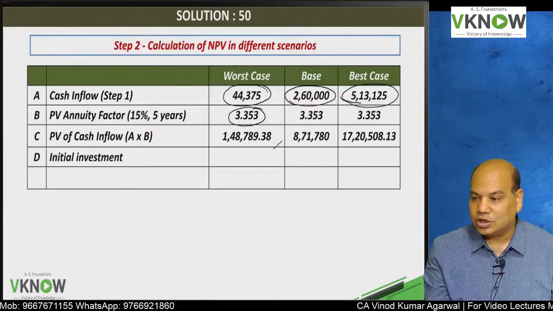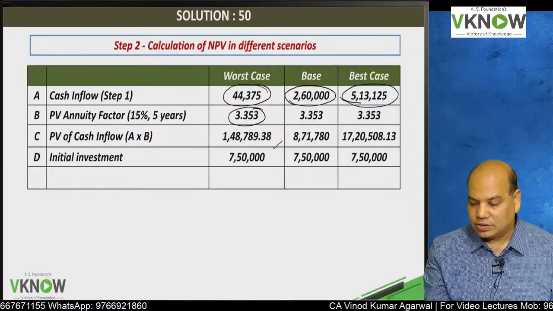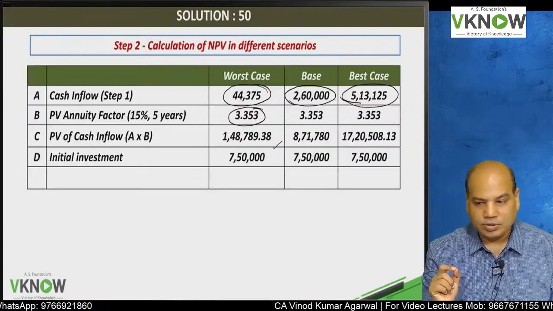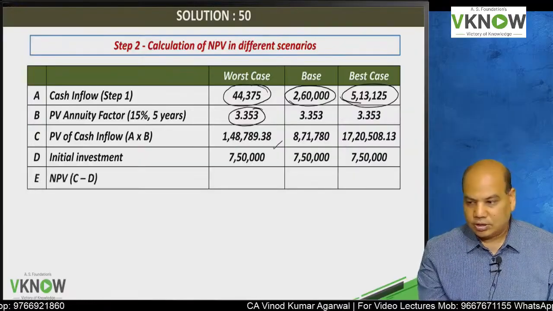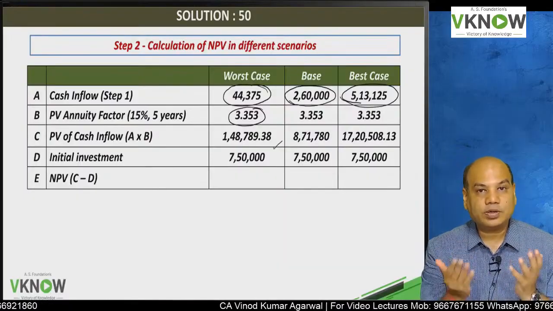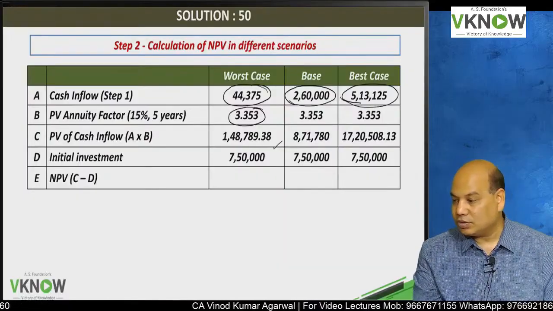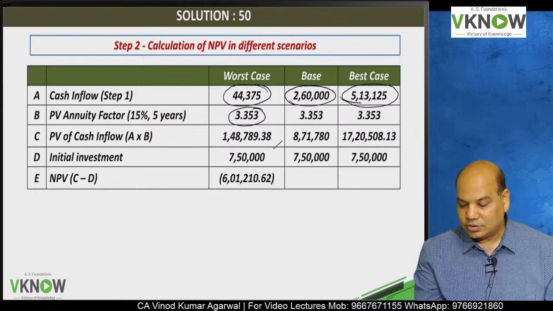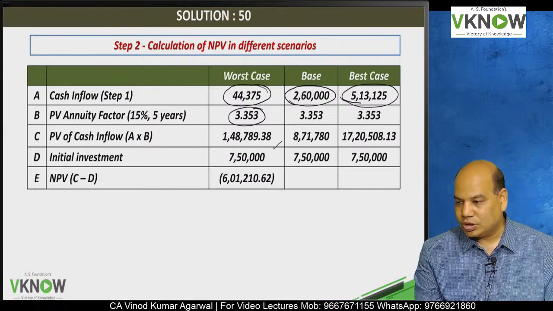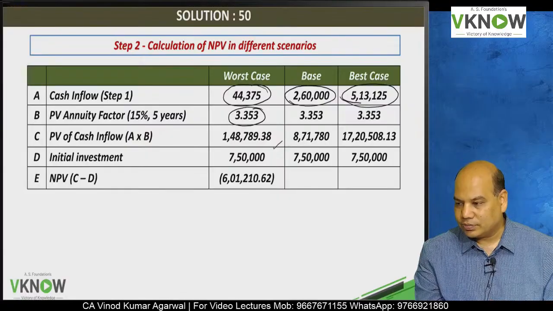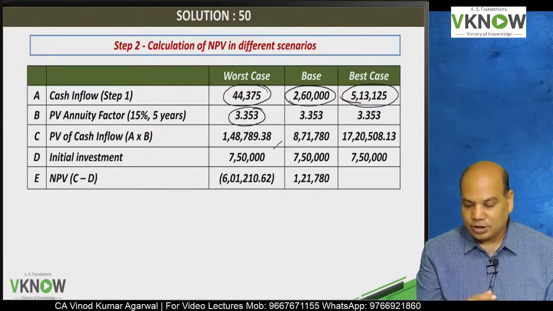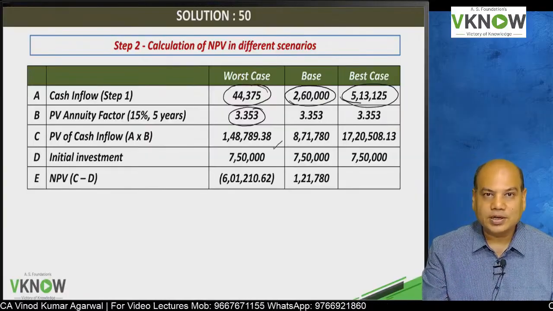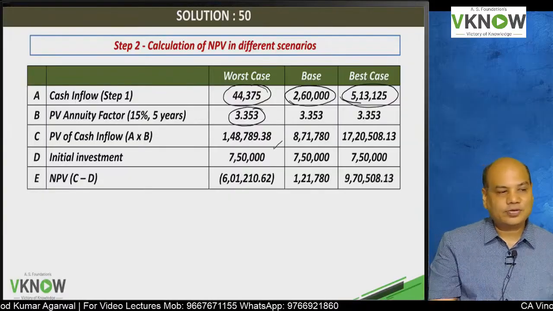Point number D, less initial investment. Under less initial investment, 7,50,000. Therefore NPV, come on, C minus D. First one is negative, 6,01,260, 210.62. You can round off to 211 also. Second one is positive, 121,780. Third one is also positive, 9,70,508.